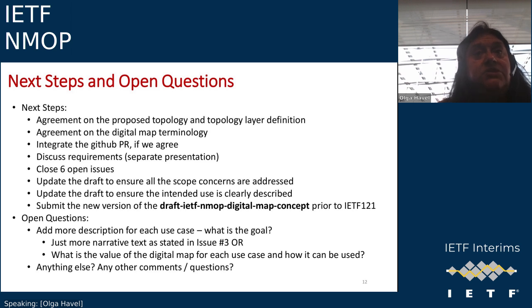And one of the open questions, in the comments and the issues, is to add more description for each use case. But I'm just wondering here, what is the goal? Do we just want to add a description, or maybe the more valuable thing would be to add how potentially digital map could be used for each of the use cases? And I don't know if there's anything else that you guys want to suggest as next steps or open questions.